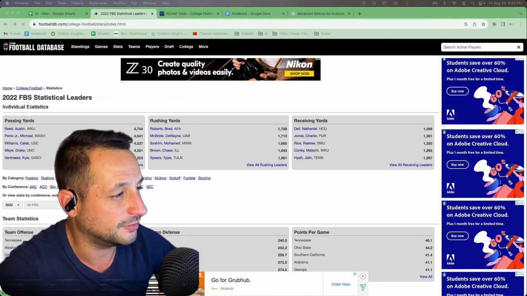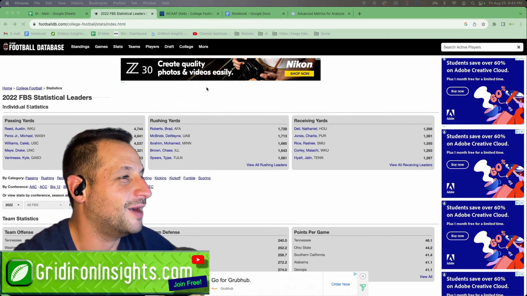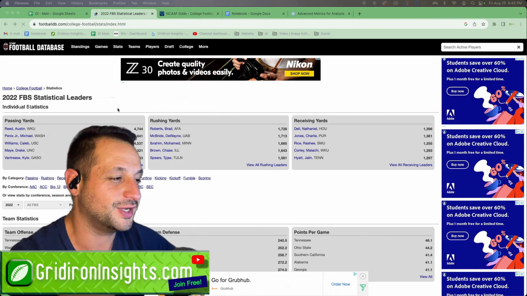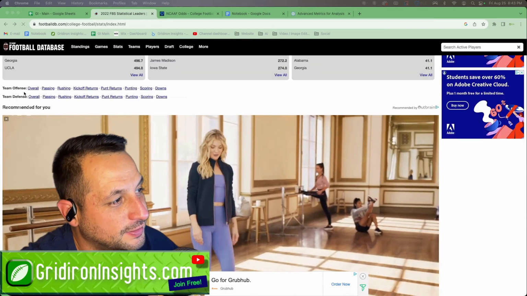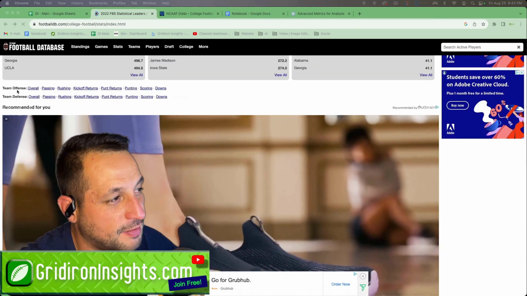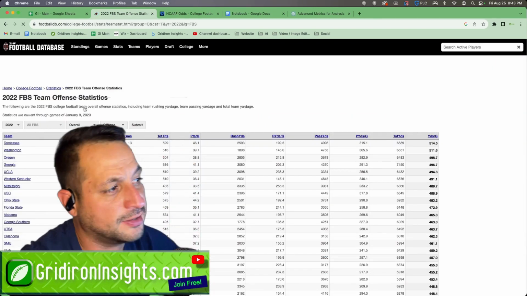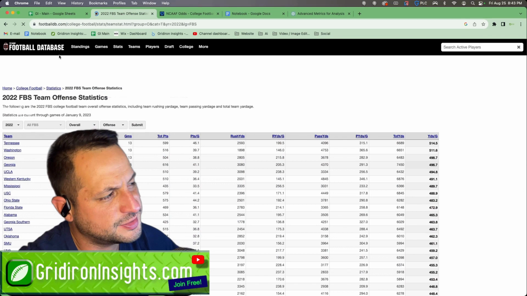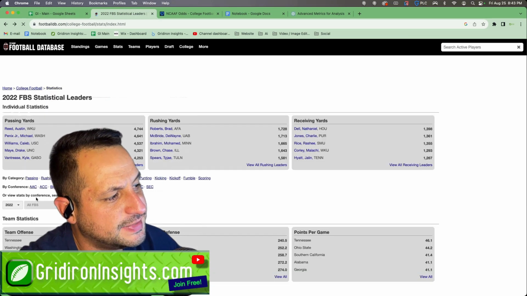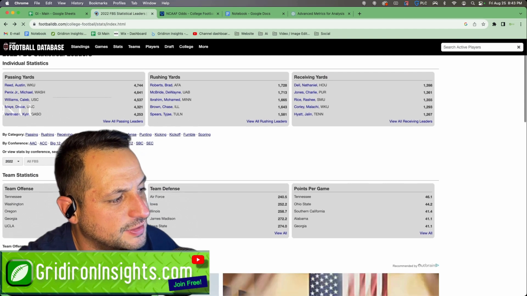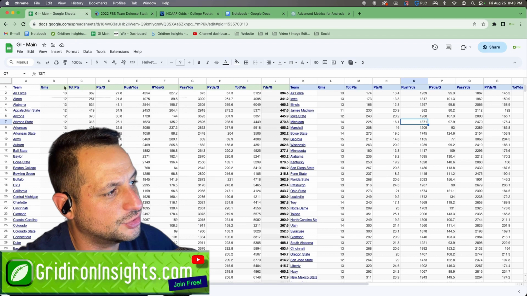Okay, so if we're going to be analyzing college football data, I need college football data. I went to thefootballdatabase.com, which has a pretty great website for finding college football data sets. As you can see, they break it down by team offense and team defense, which is perfect for this scenario because we want to analyze the offense. So I copy this table, then I go back, copy the team defensive table, the defensive overall table, and then I paste that basically into this Google Sheet.